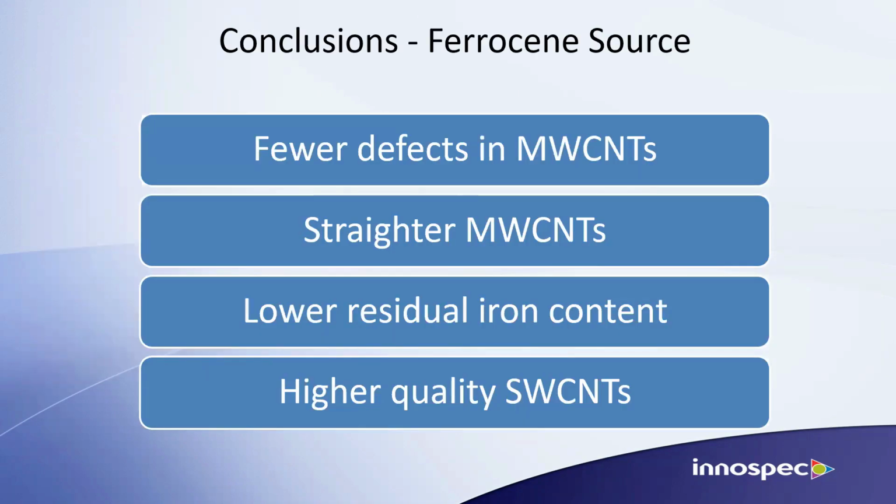To conclude, our comparative experiments have demonstrated that INNOSPEC's ferrocene A produced less defective multi-walled carbon nanotubes that were straighter with a lower residual iron content compared to ferrocene B. In addition, higher quality single-walled carbon nanotubes were obtained using both toluene and ethanol as the carbon sources with ferrocene A, whilst ferrocene B produced only lower quality single-walled carbon nanotubes.